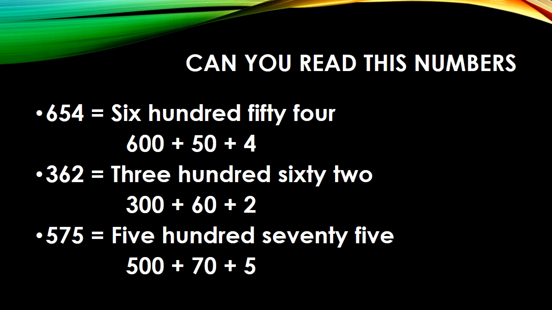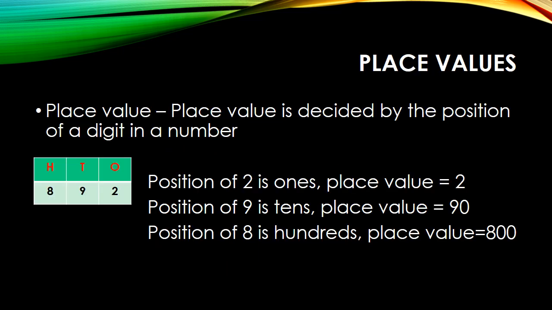After learning forming of numbers, we will learn now place values. What is place value? Place value is decided by the position of a digit in a number. You can look into the example. I have given the place values hundreds, tens and ones. Below that, I have written the numbers 8, 9 and 2. Now let us see the position of 2.